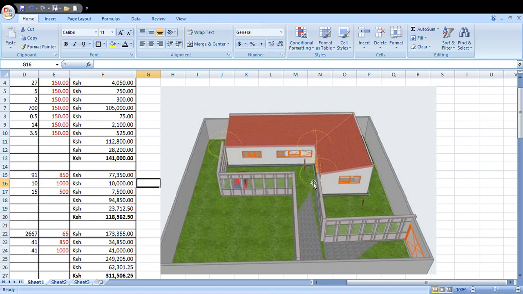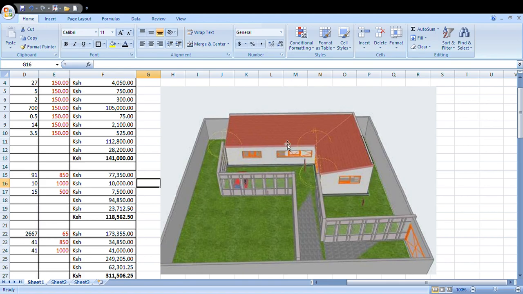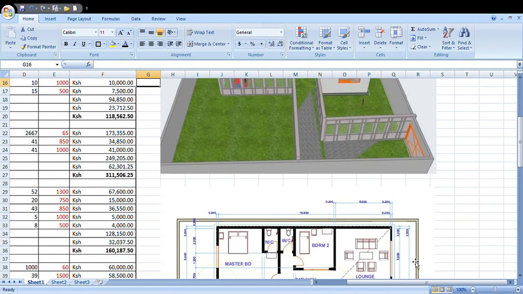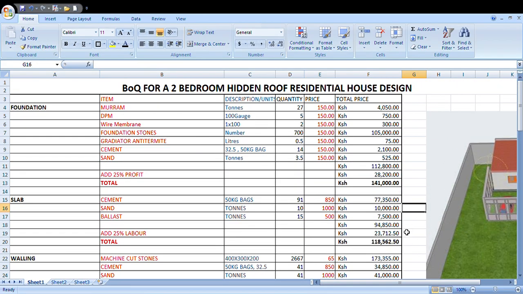As you can see, this one is on a 22 by 22 meter square plot. It's a very small plot but a very spacious compound, considering the measurements of the house. So let's check our calculations. In the next video, I'll explain step by step how I came up with these calculations of these materials. As you can see, we have the foundation.